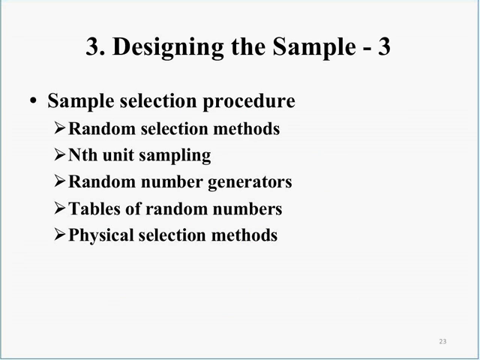Continuing to talk about designing the sample. On 22, we're talking about sample selection procedures. We can use random selection procedures, use an nth unit sampling, use random number generators, tables of random numbers, and physical selection methods. I'm not going to discuss that at length, but suffice to say that of all those, the nth unit sampling is probably the weakest.